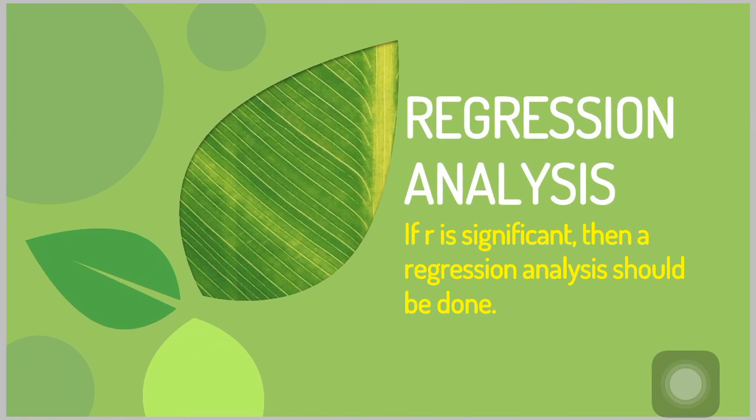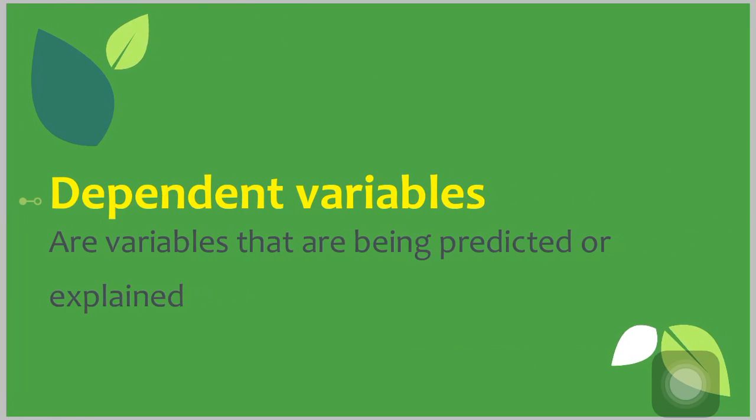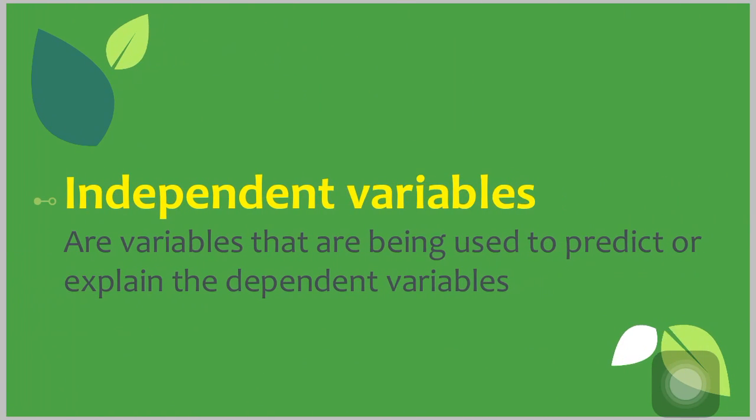So how to solve for the regression analysis? First, identify the dependent and independent variables. If we say dependent variables, these are the variables being predicted. And the ones that predict dependent variables are called independent variables.